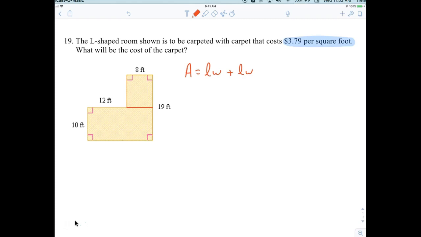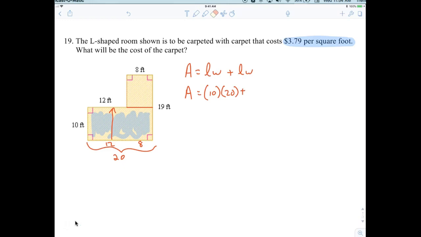So let's do the big rectangle first. I need someone to tell me the dimensions of the big rectangle. 10 by 20. Now the question is, how do I know what this is right here? You look directly opposite. That's 12. And then directly opposite is what? 8. Does everybody see that? So that's why that's down there is 20. So the length times the width would be 10 times 20 plus.